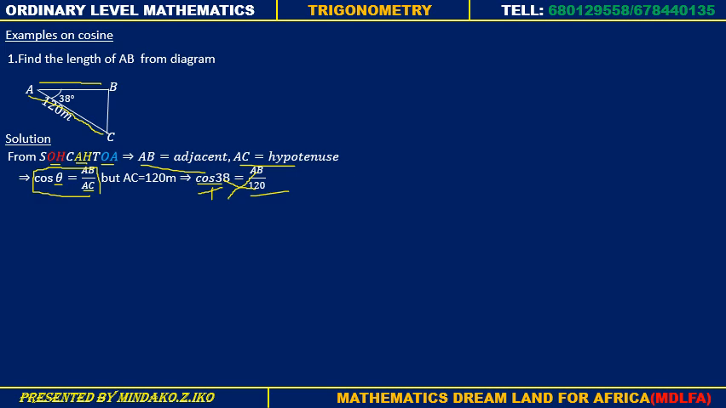If that happens, we are going to have that AB equals 120 cos 38. You can take a scientific calculator and verify it. So AB is 94.56 meters. That is it. Let's move to the next one.